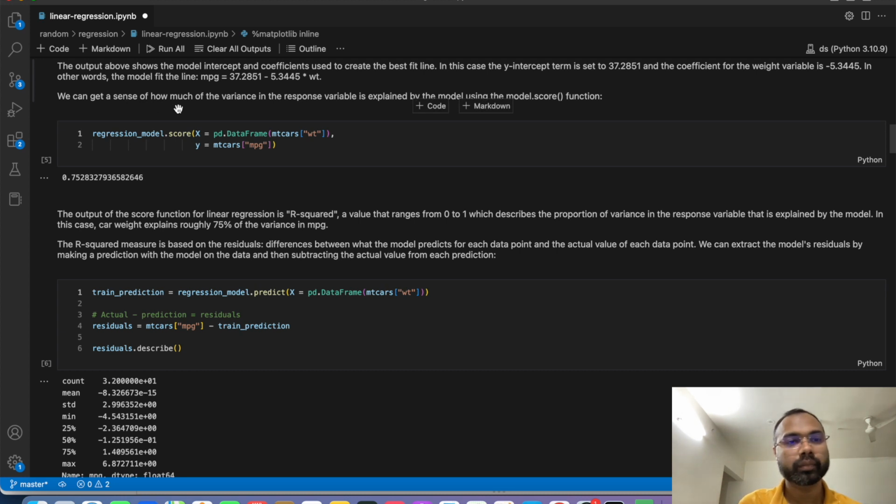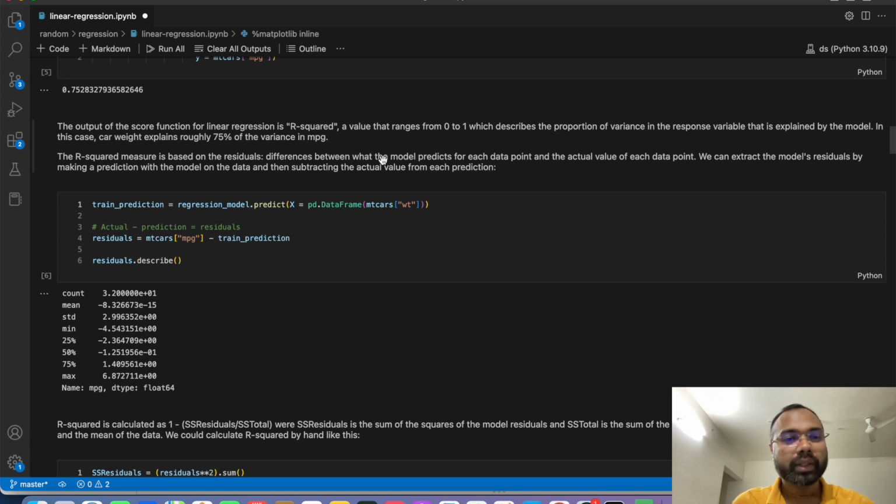Now we can get a sense of how much of the variance in the response variable is explained by the model using score. So this is the variance. The output of the score function for linear regression is r squared, a value that ranges from 0 to 1, which describes the proportion of variance in the response variable that is explained by the model. In this case, car weight explains roughly 75% of the variance in mpg.